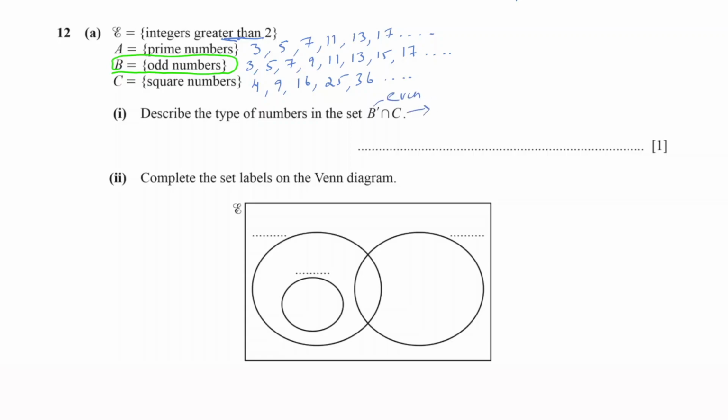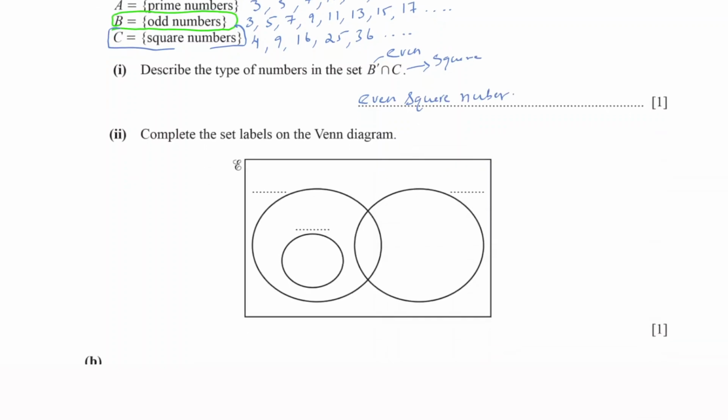And what is C? C is square numbers. It's given in the question. So what does this set notation represent? B dash intersection C is even square numbers. That's all. Because B dash is even and C means square, even square numbers.